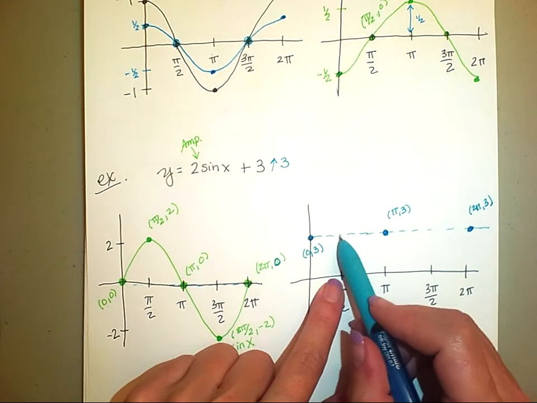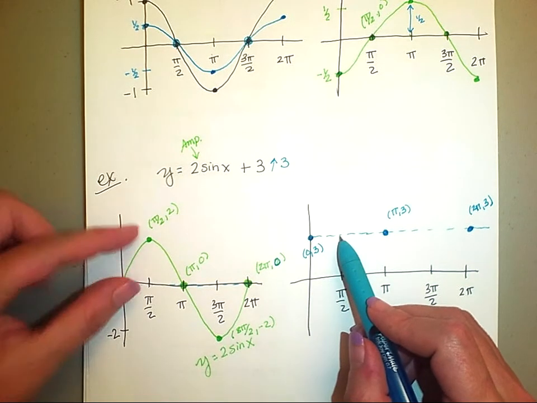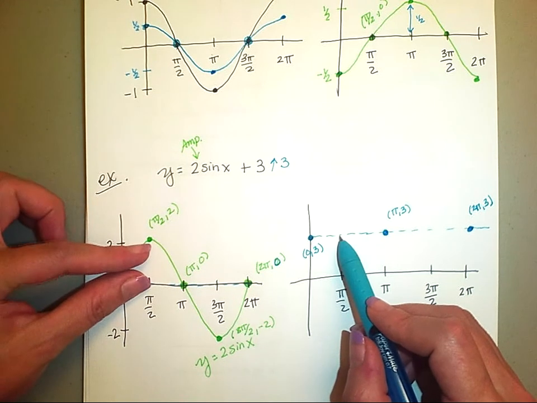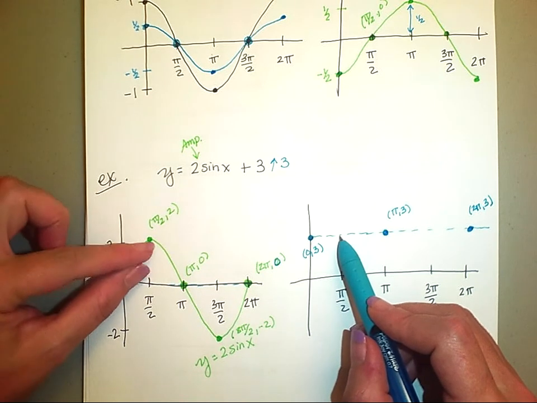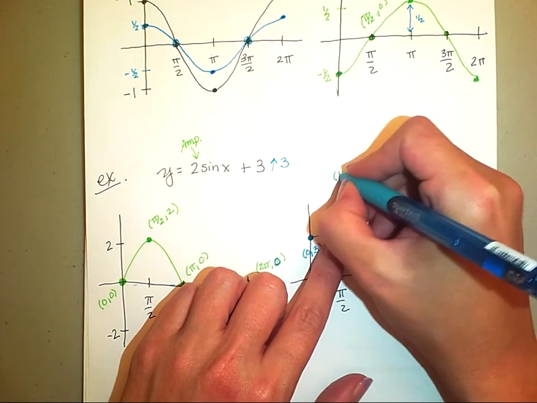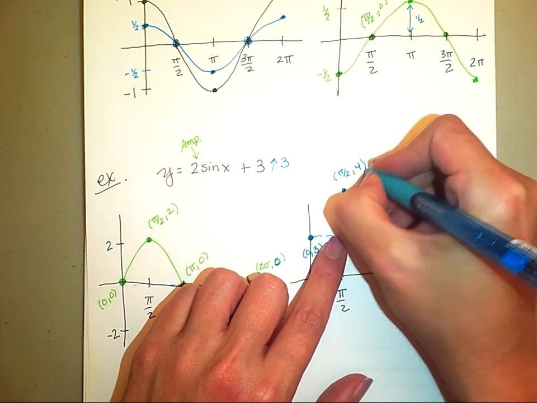Now at pi over 2, I would do a peak, and that peak is specifically the amplitude, 2 units. So I'm already at 3, I need to go up 2 more. So that would put me at the point (pi over 2, 5).